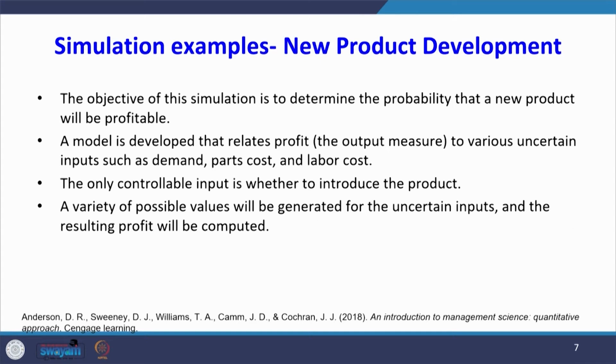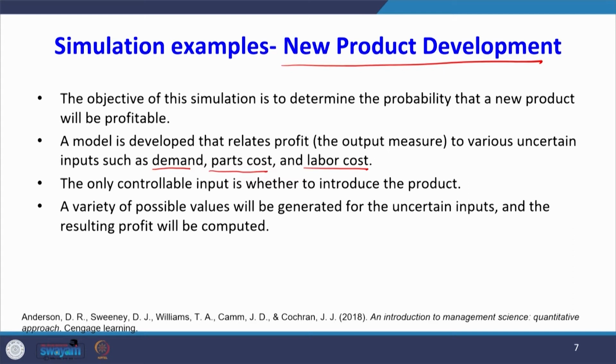Here we are going to consider this example, new product development, and see the probability of success. A model is developed that relates profit, which is the output measure here, to various uncertain inputs such as demand, part cost and labor cost. So, in this example we are going to consider three uncertain inputs. One is the demand of the product. Obviously, demand cannot be fixed; the value of demand we may not know in advance. Then there is variability of the part cost, say material cost, and variability in the labor cost. So, these are the three inputs.